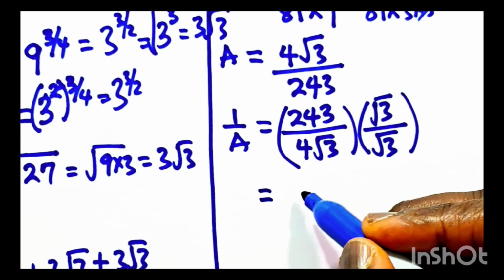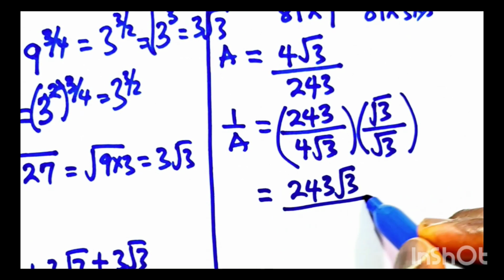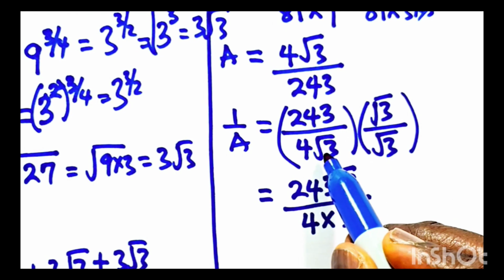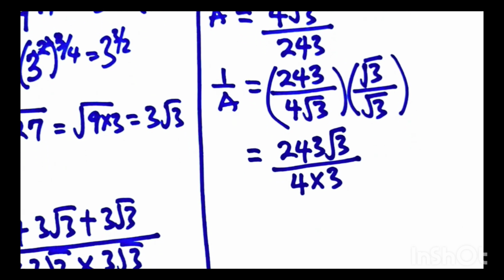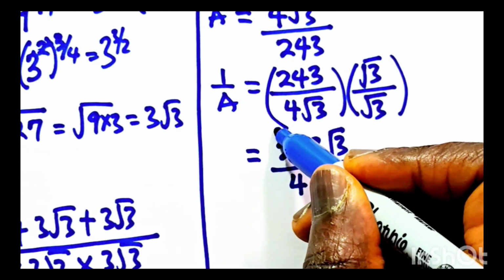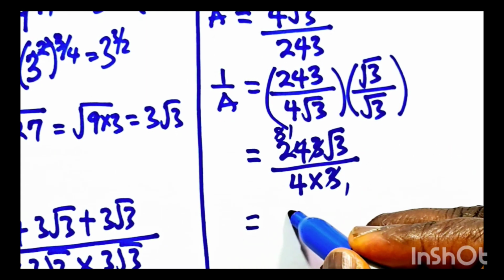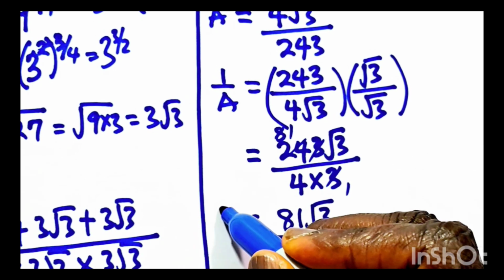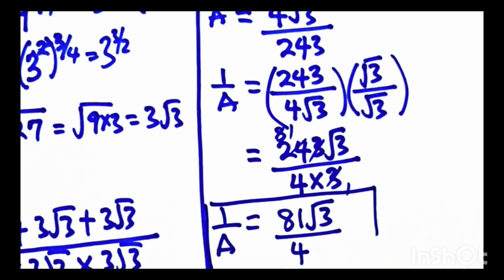So this one will give 243 root 3 divided by 4 times 3, because root 3 times root 3 will give us 3. So 4 times 3. So now we can say 3 here 1, 3 here 81, and 3 here 1. So that means we have 81 root 3 divided by 4. 1 over A is 81 root 3 divided by 4.